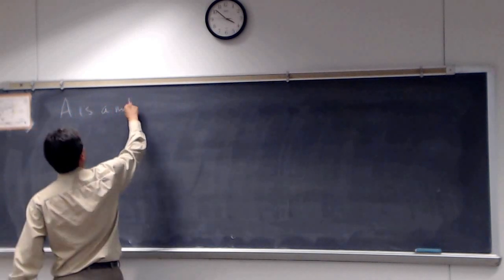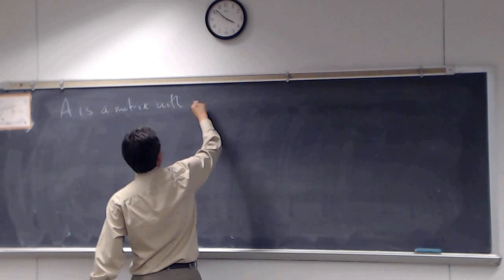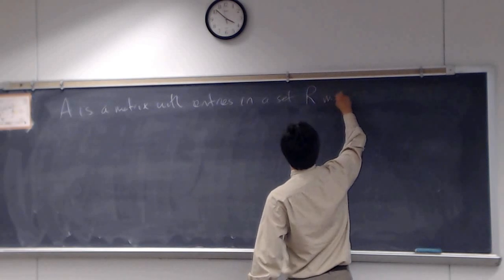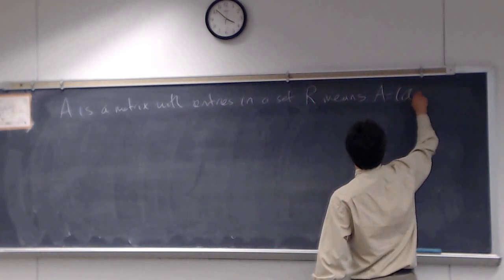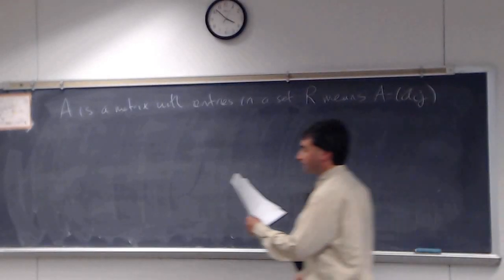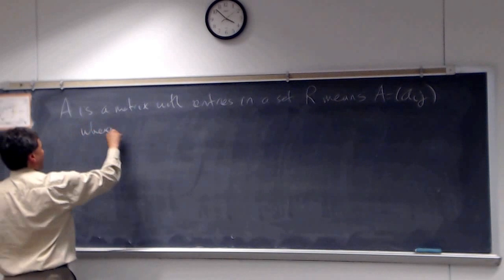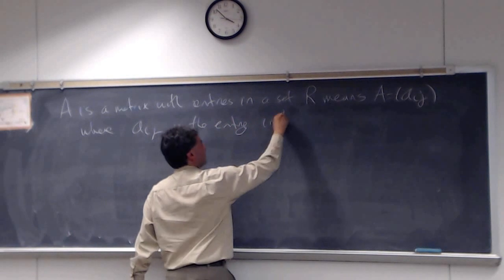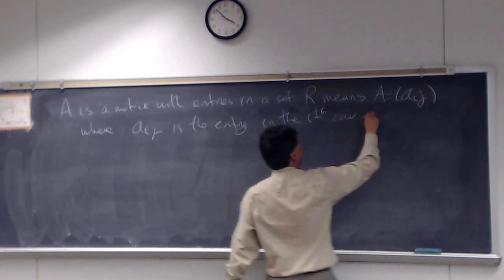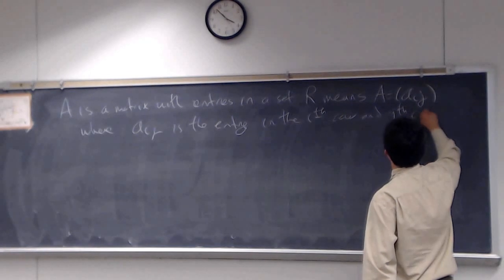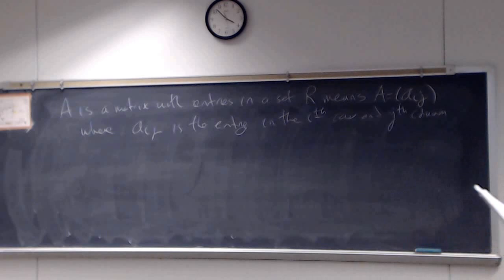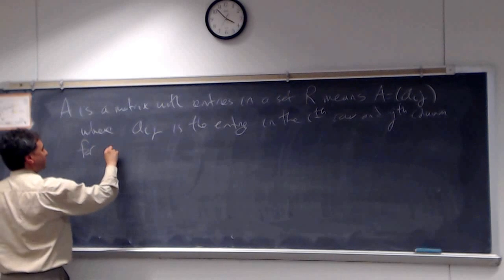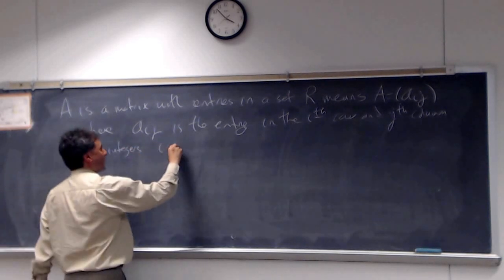So A is a matrix with entries in a set R. What that means is A is a collection of Aij, where Aij is the entry in the ith row and the jth column, for integers i and j.